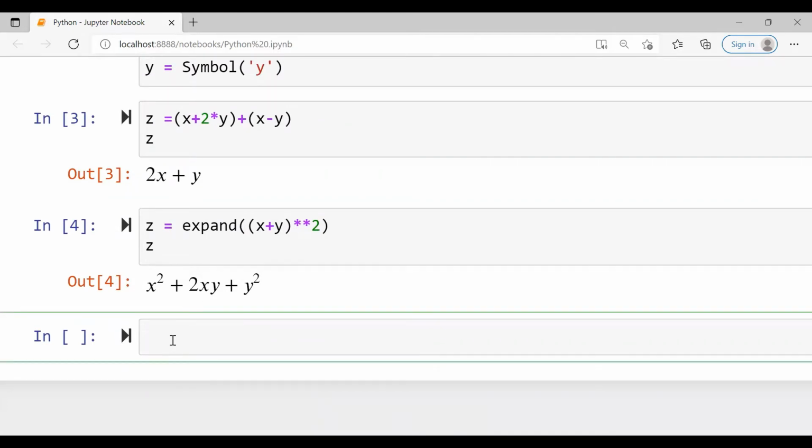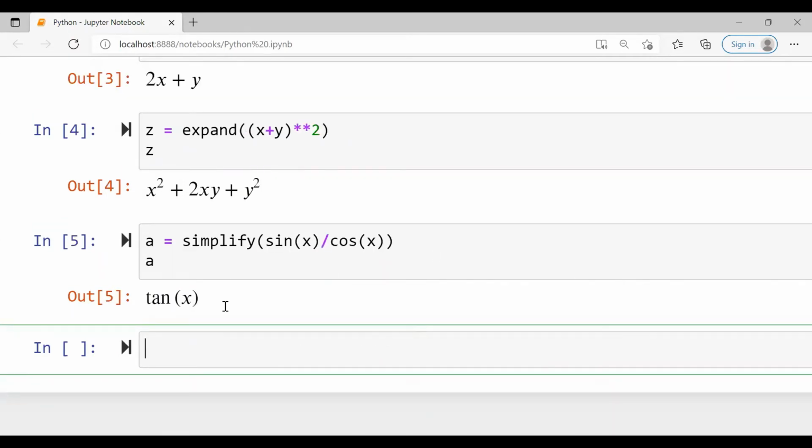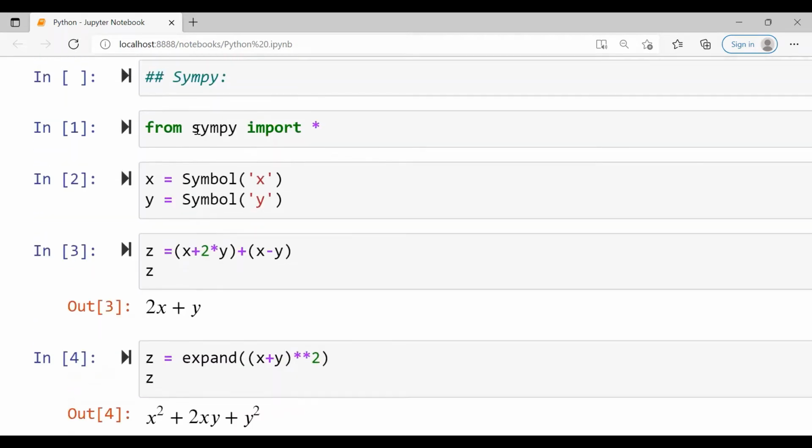Now we can also use another function called simplify. We'll take the function sin x by cos x, sin x by cos of x. So try to simplify and print. The sin x by cos x is tan x. So this is simplified. All these functions are available in the library called sympy, right? This is called symbolic mathematics.